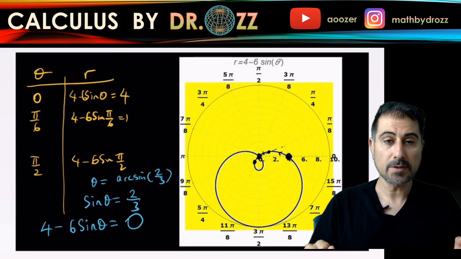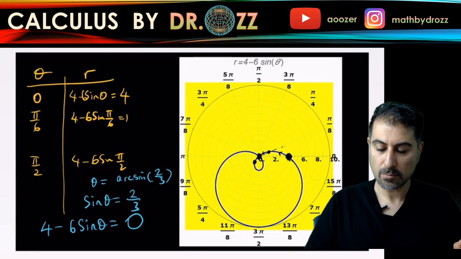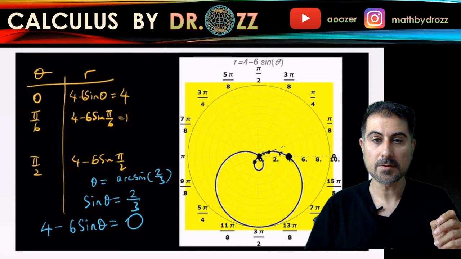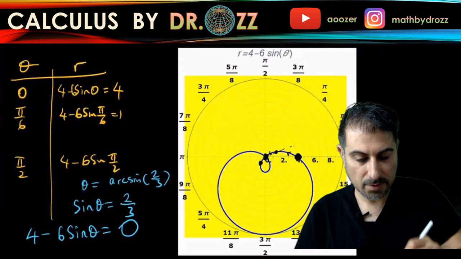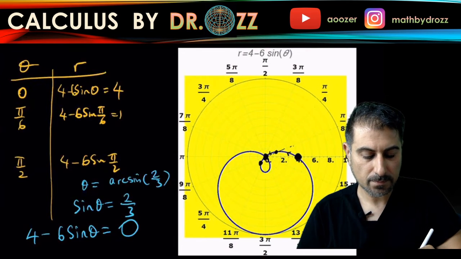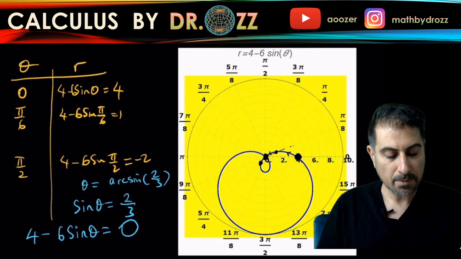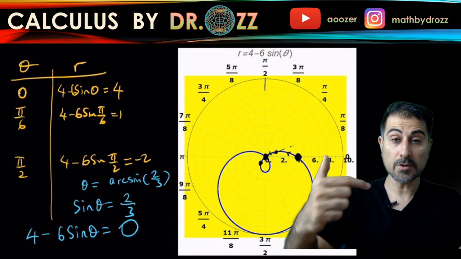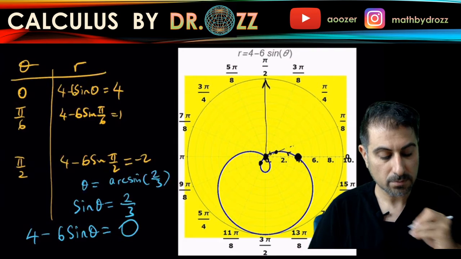And sine pi over 2 is 1, and 4 minus sine pi over 2 is negative 2. Let me just smooth that out. Exactly. So this is negative 2. So when the ray is at pi over 2, I'm going to walk 2 units in the opposite direction, so I'm going to hit here.